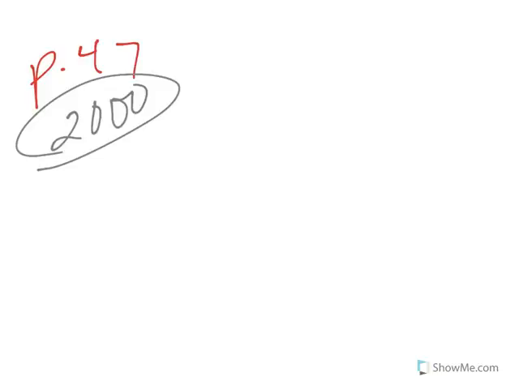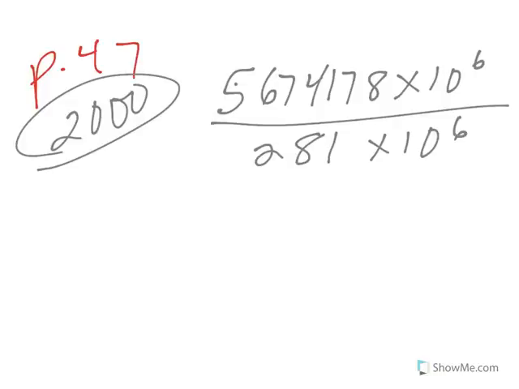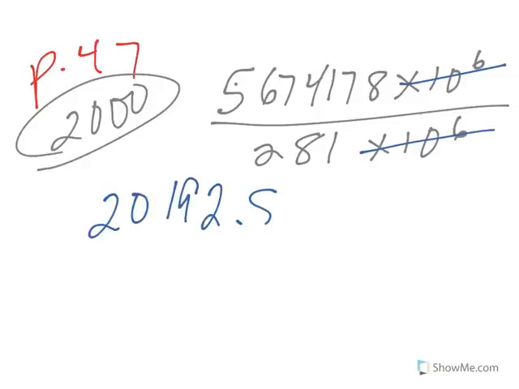And this is how I did it. So I noticed that I could take 5, 6, 7, 4, 178, and then there were 6 zeros. And I know that 6 zeros are 10 to the 6th. And when I have my 281 million, I know that million is 10 to the 6th. So notice that this eliminates these pieces. So I'm kind of taking the millions. I'm playing in millions. So when I divide that, I get 20192.8. And that is in millions. That is our federal debt per capita. Okay?